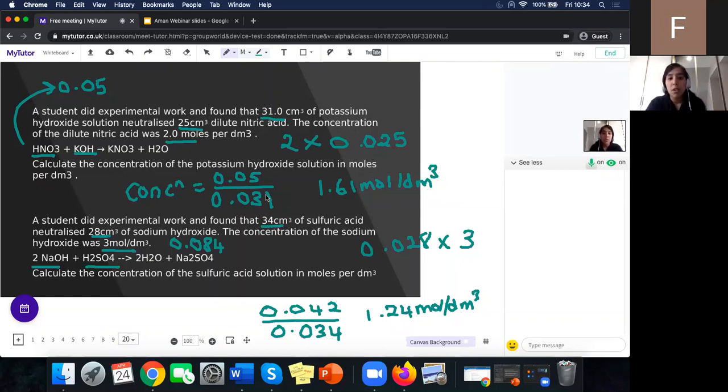Someone's asking the definition of soluble and solvent. So soluble means that something can dissolve in a particular solvent, and a solvent is what it dissolves in.